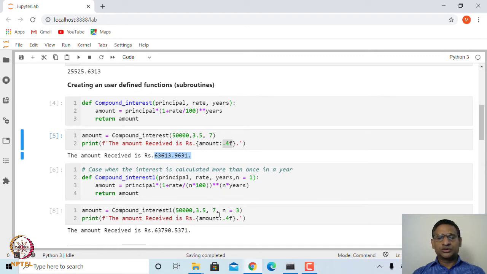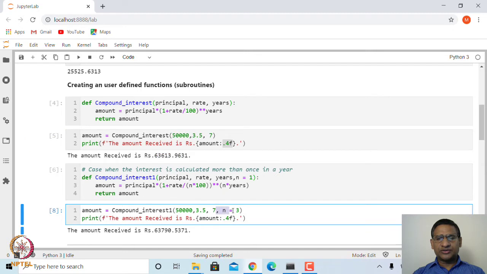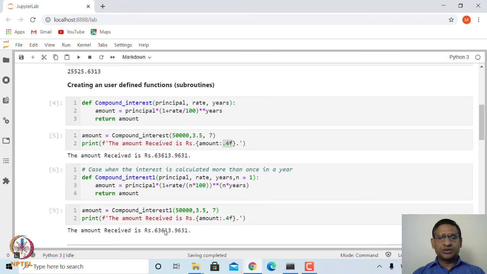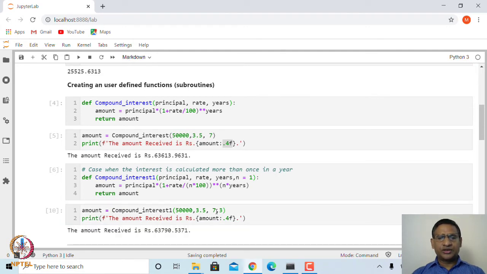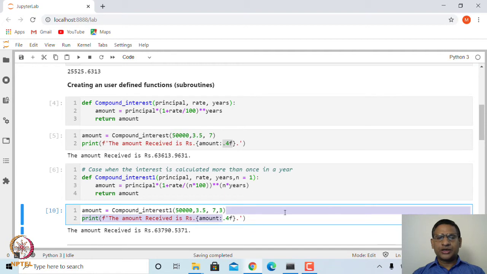Okay. Suppose I have not given this n equal to 3. If I do not give this, then what will happen? Still it will calculate, but it will take the default value of n as 1. You also need not say n equal to; I can simply give 3 as the argument, and again it will calculate this. So, you need not always say n equal to. So, this is how you define a user defined function.